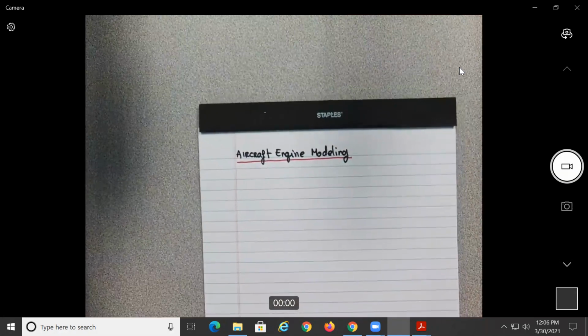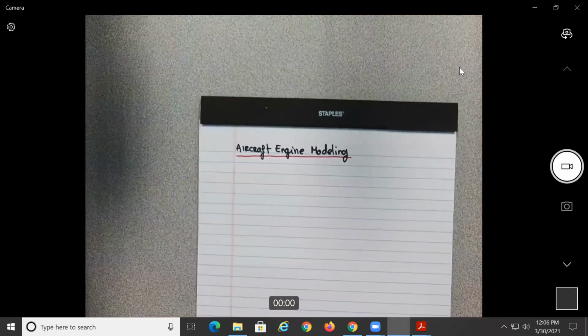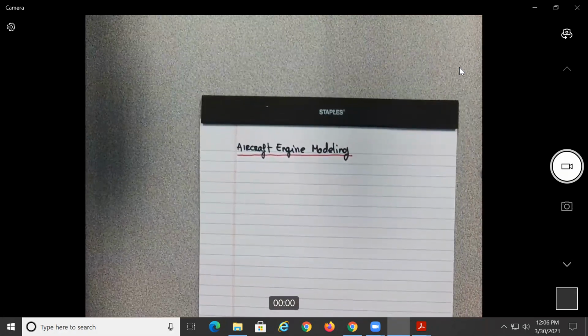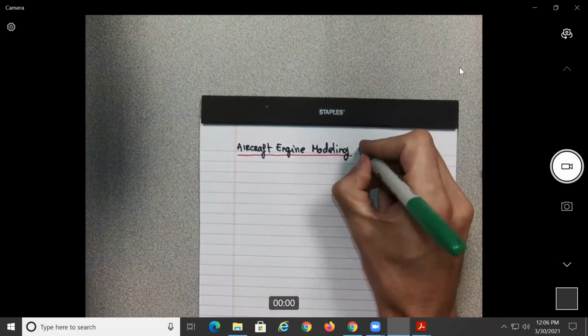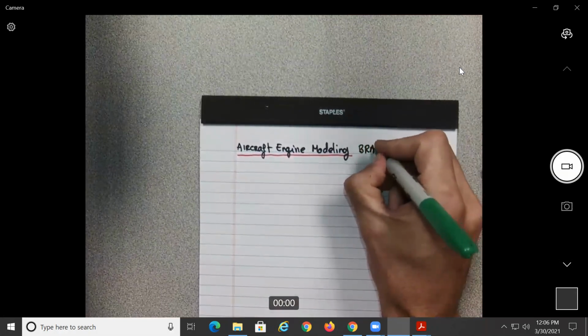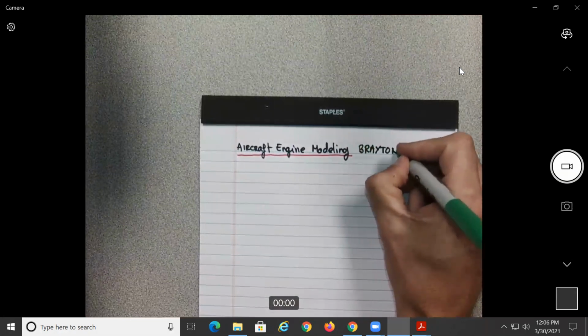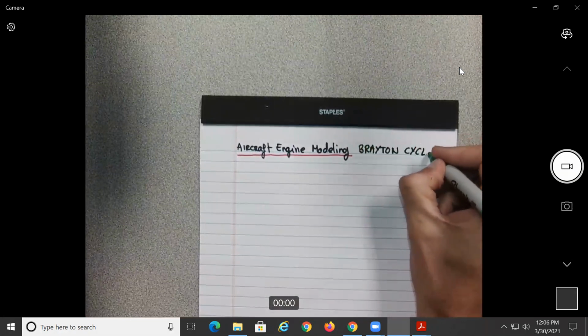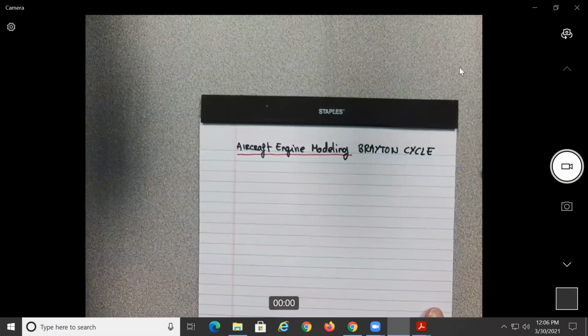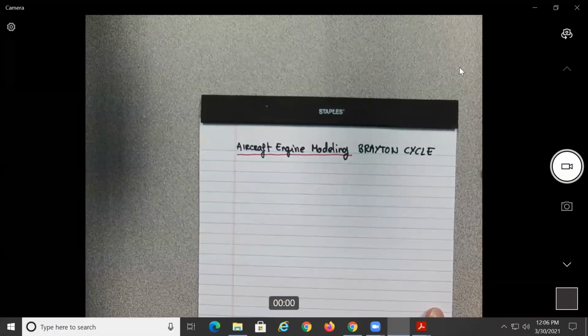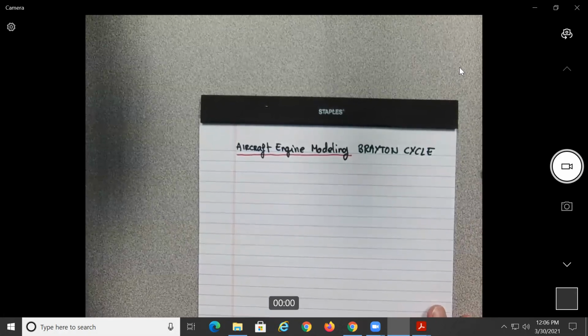So the ideal thing that can model the aircraft engine is what is called the Brayton cycle. I hope to be able to cover the Brayton cycle for sure. And then there's another type of cycle for steam machines, for vapors, which is the Rankine cycle. But let's first look at this one since most of you are aerospace.